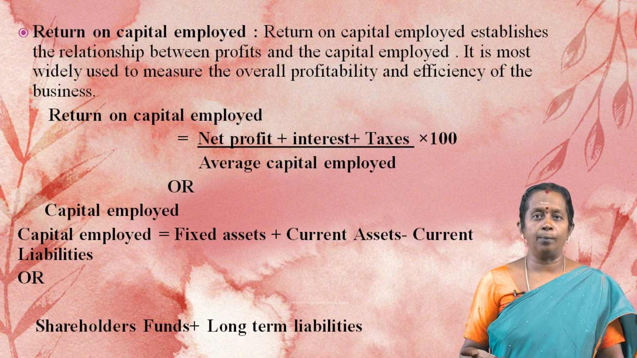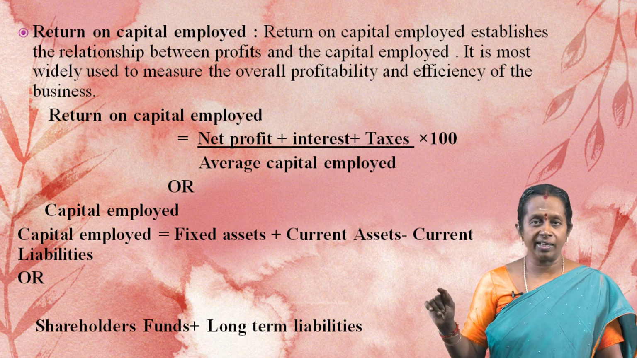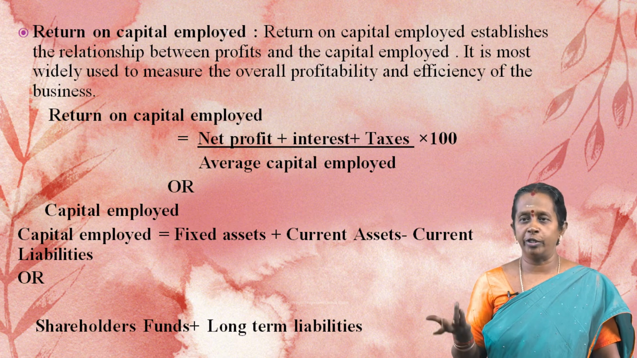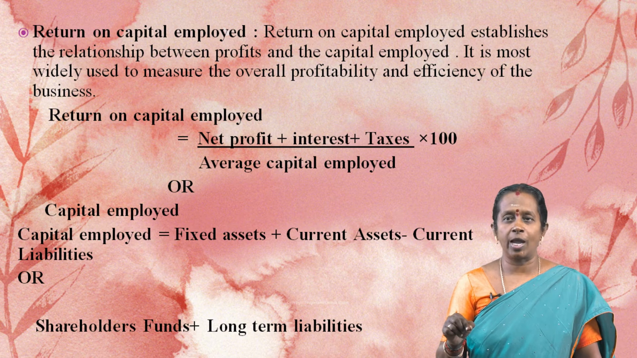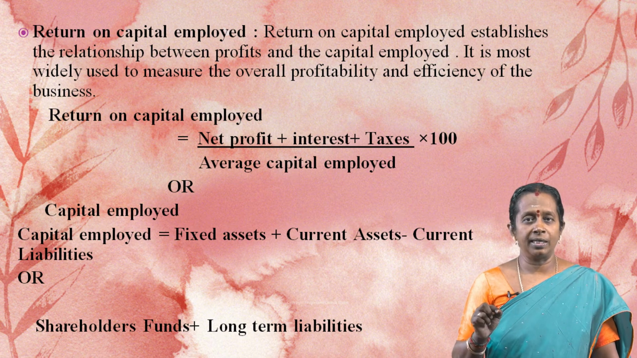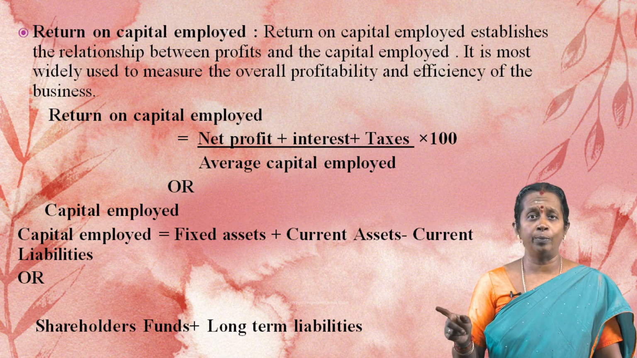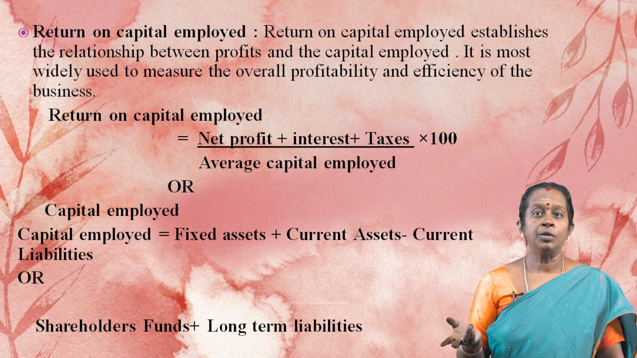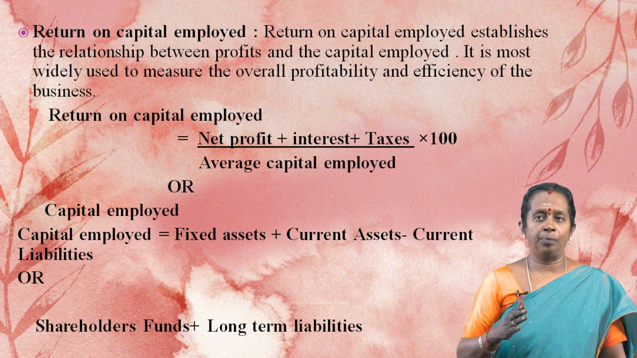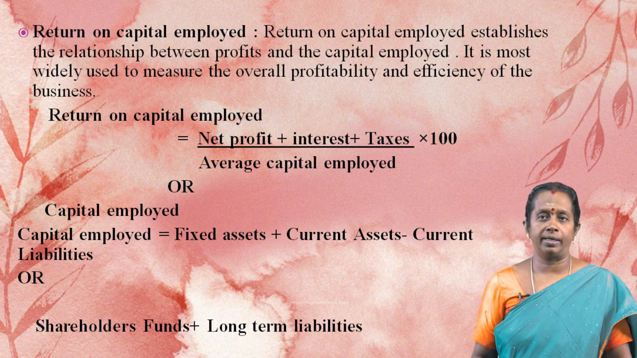So return on capital employed is equal to net profit plus interest plus taxes divided by average capital employed, into 100. To find the average capital employed, we have to apply a formula. Opening capital employed and closing capital employed will be given. Opening capital employed plus closing capital employed divided by 2 gives the average capital employed. After getting this, we apply it in the formula: net profit plus interest plus taxes divided by average capital employed into 100.